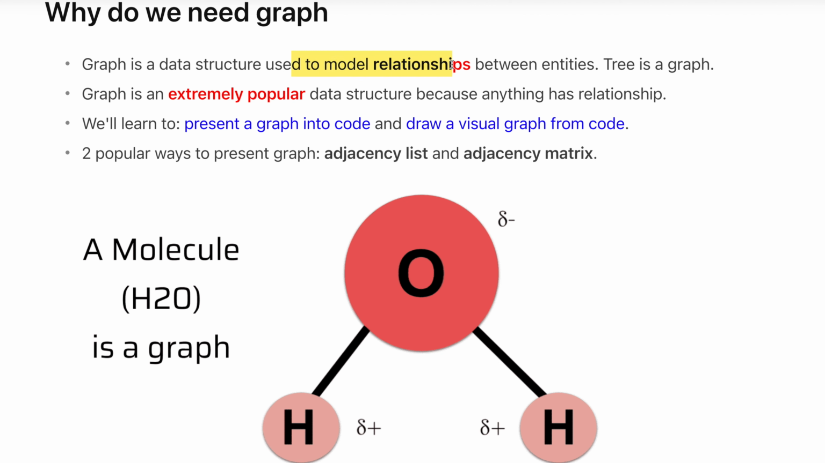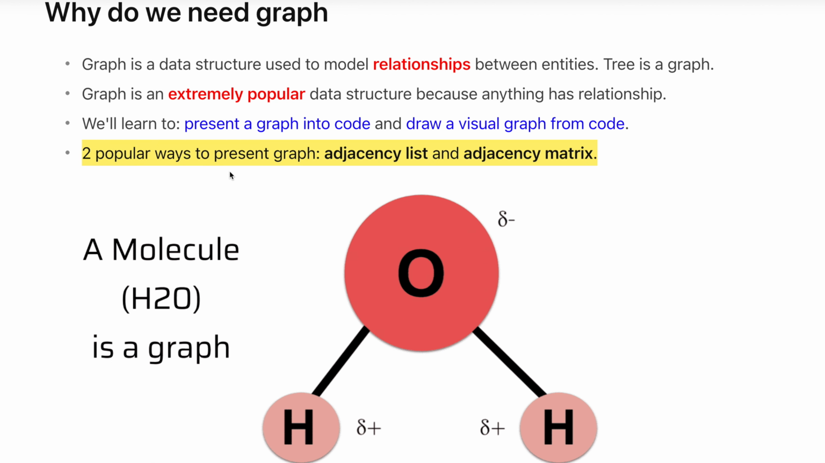So now you know what graph does and why it's an interesting subject in programming. Next, we're gonna learn 2 important skills on graph data structure. The first one is to present a graph in code. So we're gonna take any visual presentation of a graph and turn it into code where the information can be stored and processed by the computer. And the second skill we're gonna learn is to draw a visual graph from code. That means if anyone gives you graph data, you're gonna be able to use that data to draw a visual presentation of that graph.